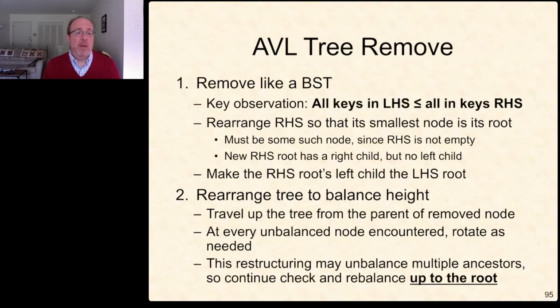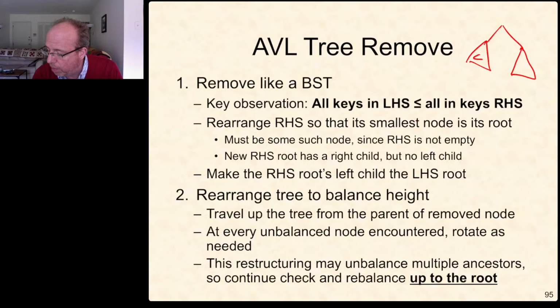Removal is even a little more tricky, and I know we're running short of time, but I do want to work through this. For removal, remember that all of the keys in the left-hand subtree are less than all of the keys in the right-hand subtree. So what we're going to do is rearrange the right-hand subtree so that its smallest node is in its root. There has to be something, since the right-hand subtree was not empty. The new right-hand subtree root has a right child but no left child. Then the right-hand subtree's root is the left-hand child of the left-hand subtree's root.